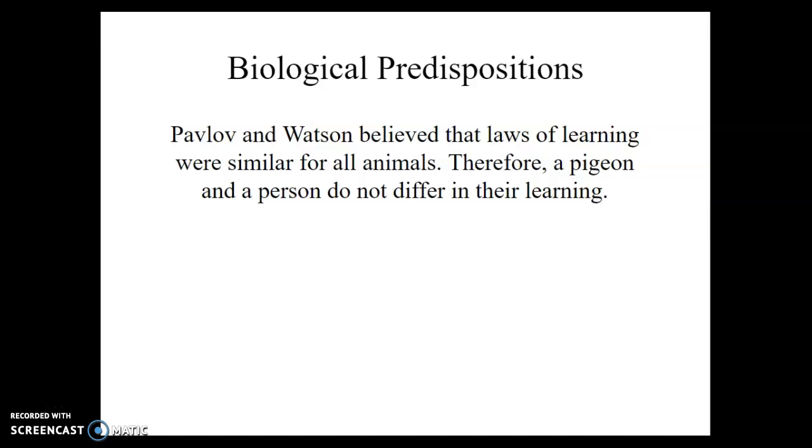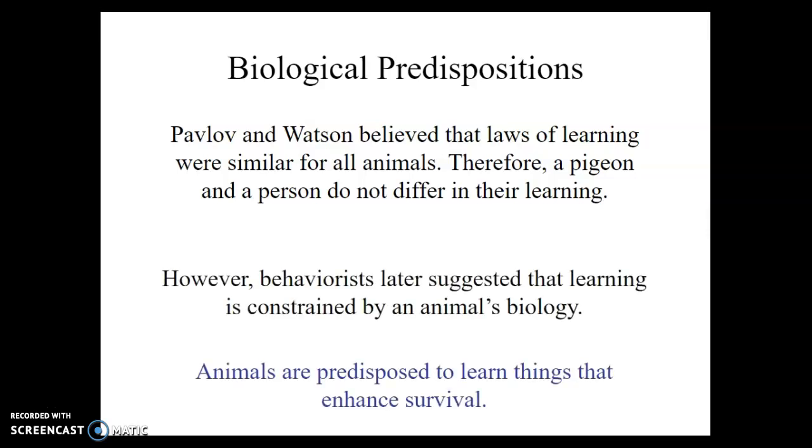One thing, though, Pavlov did find is that basically you can only learn something that you're biologically predisposed to learn. Therefore, a pigeon and a person do not differ in their learning, but what we learn can be different. So, animals are predisposed to learning things that enhance survival. That is probably the key information on this slide.